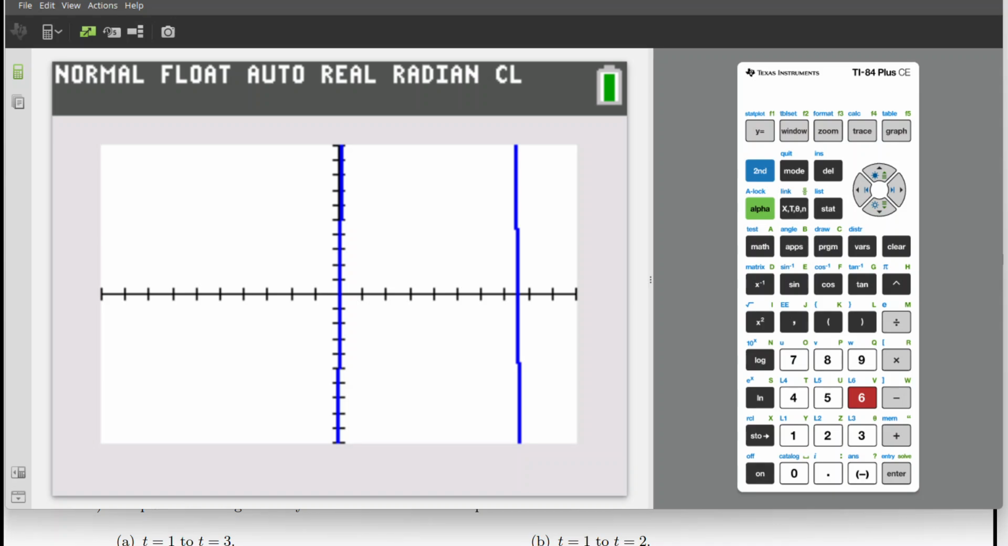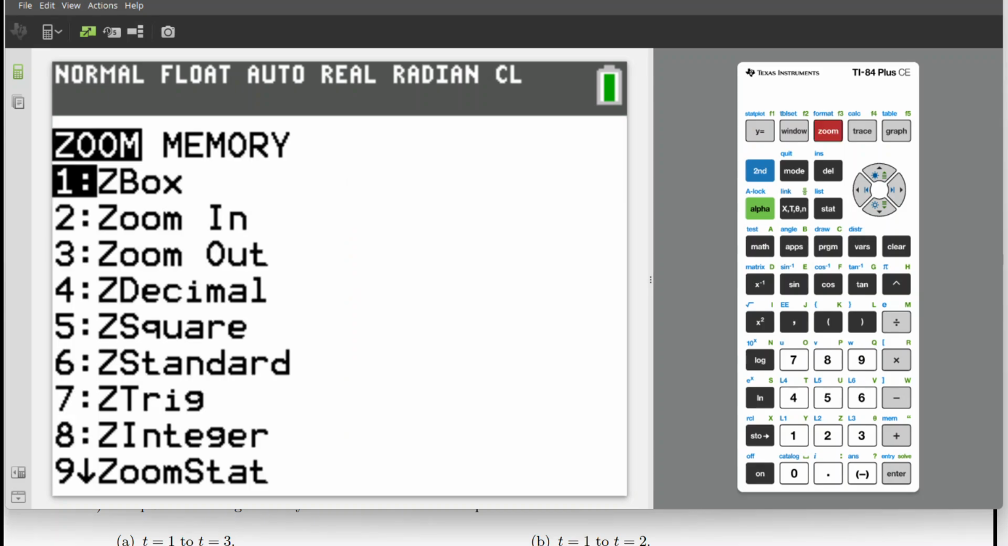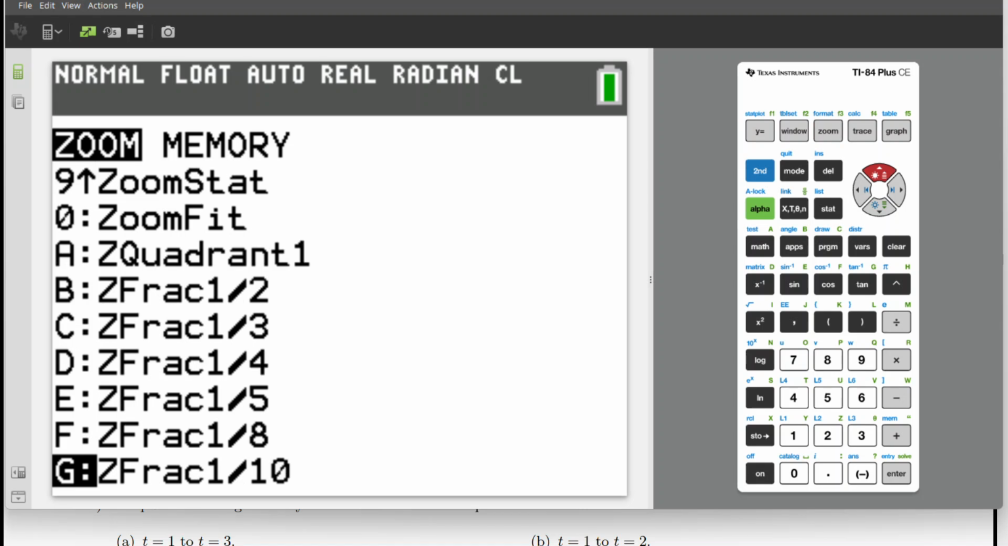So what we want to do is modify the window so we can see the full graph. We don't want to think that this is two parallel lines, when in reality it should actually be a parabola. So one thing we could do is go to zoom, and one of these is a special kind of window, the one called zoom fit. It's option 0 for me. The zoom fit on your calculator will basically tell the calculator, hey, do your best to find the best window for me that fits the whole graph as well as possible.